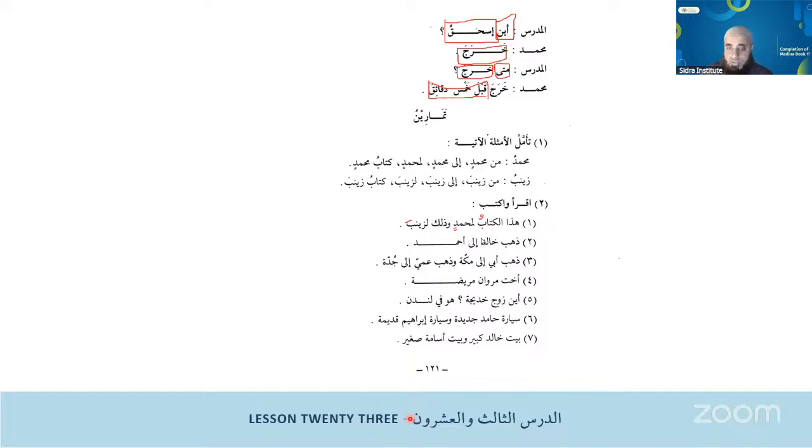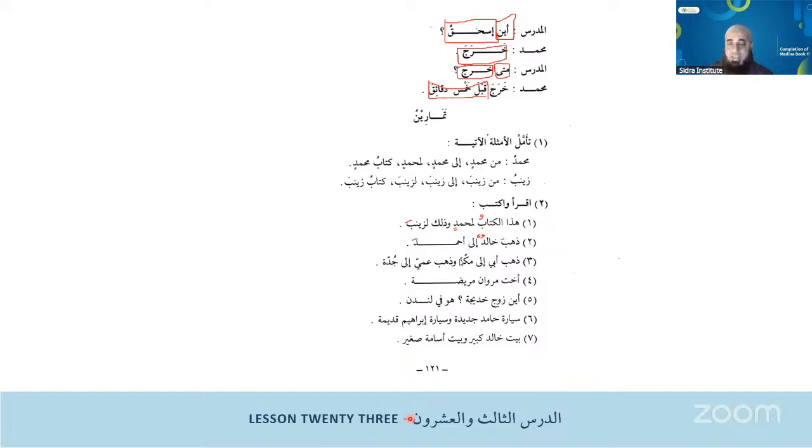ذهب خالد, Khalid went. إلى أحمد, Khalid went to Ahmed. So ذهب is past tense verb, Khalid is the fa'il. That's why we're reading marfu بالضمة. خالد إلى أحمد, Ahmed is غير منصرف. That's why we are going to read fatha bila tanween, with a fatha and also without tanween.